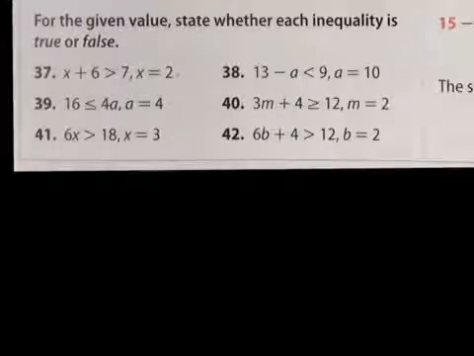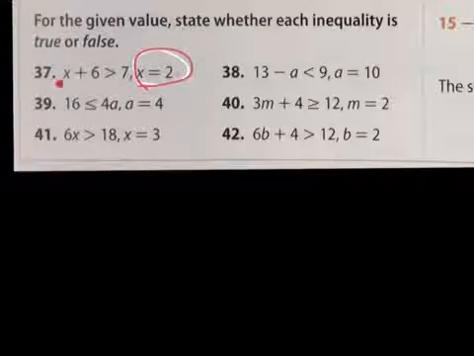And now, as we did in the previous example, for the given values, we're going to state whether each inequality is true or false. So here we have, for example, they're telling us that x is 2, right? X is 2. So I'll use red so you can see it. X is 2. And they're saying that then 2 plus 6 is greater than 7. Yes, 2 plus 6 is 8. It's greater than 7. This is definitely true. That's true. Now you see how I did that. You can go ahead and solve the rest. Do 37 to 42.